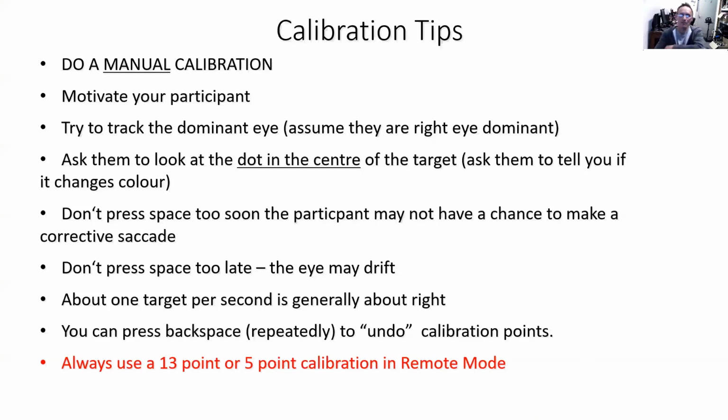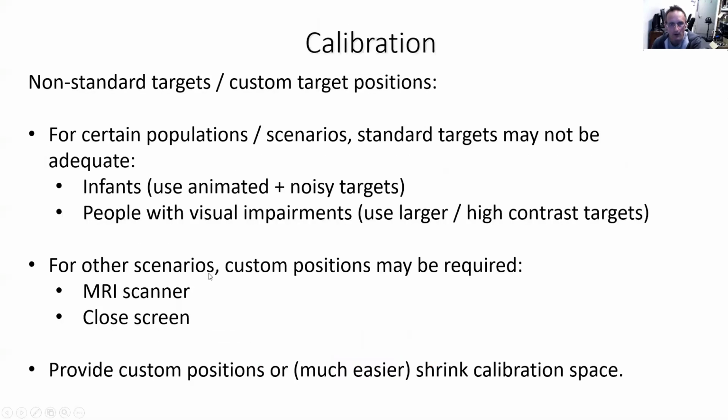Motivate your participant. I mentioned this right at the beginning. Ask them to look at the dot in the center of the target. That's really important. You can even cheat. Pretend that the target's going to change color and ask them to keep an eye out for that. Motivate them to make these little corrective saccades that will get their eyes bang on. Because as I said, otherwise, there's no reason why we should look at the target properly. We can see it even if we're half a degree away. So motivate your participant. You can always undo calibration points that you think aren't very good by pressing the backspace button. And the other tip is use a 5 or a 13 point if you're in remote mode.